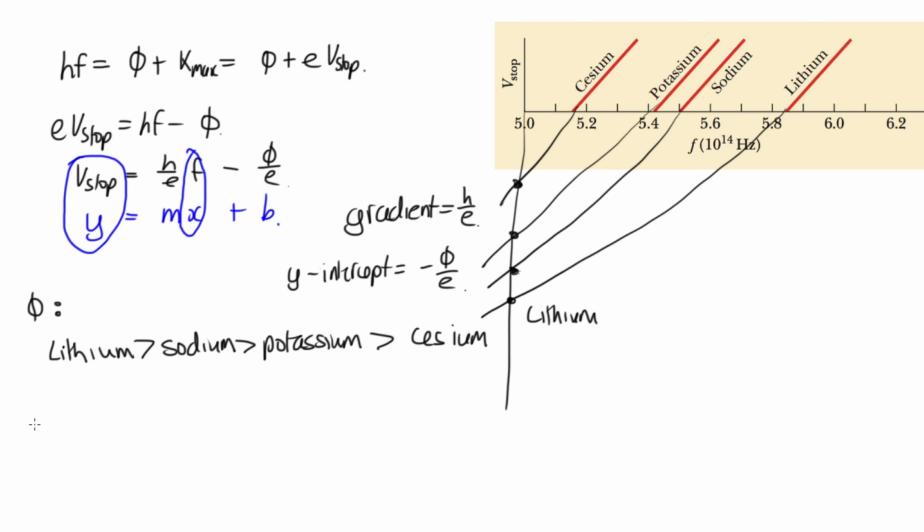Okay, and then in the second part, part B, we were asked about h. So h on e is the gradient. Now each of these has the same gradient. So each of these, h on e is the same for each. And as e is constant, this means h is the same for each. So this means that the Planck's constant, which they give, is the same for each of them. So all equal h. Okay, so that's how you do that problem.